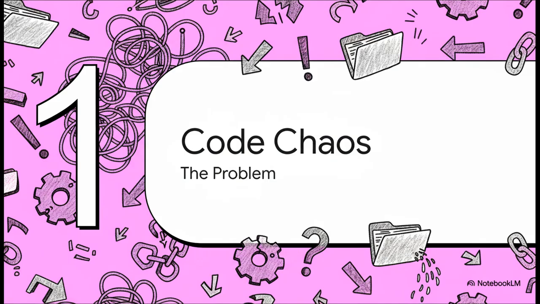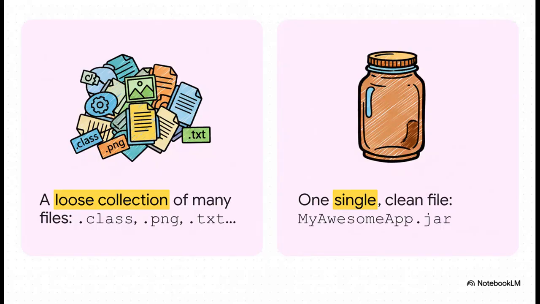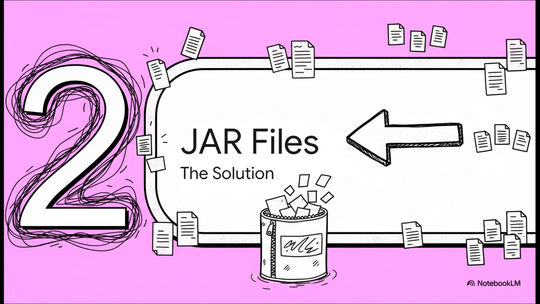All right, so first things first, let's really dig into the problem. I like to call it code chaos. This right here, this says it all, doesn't it? That scattered list of files on the left isn't just messy, it's a recipe for disaster. It is so easy for one critical file to get lost or for someone to end up with the wrong version. The goal, what we're all aiming for, is that beautiful simplicity on the right, one single professional package that you can send to anyone with confidence. And that simple solution, the hero of our story today, is the jar file. Let's see how this brilliant little package clears up all that clutter.